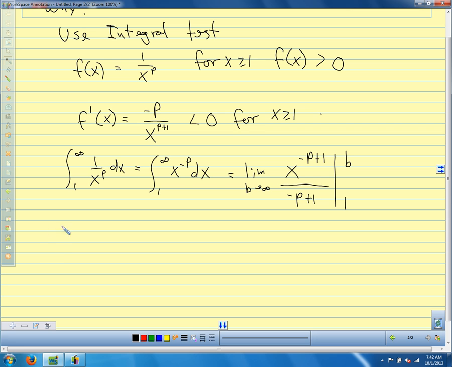So I'm just going to write it out in steps here. I get 1 over 1 minus p, the limit as b approaches infinity of x to the 1 minus p evaluated from 1 to b.